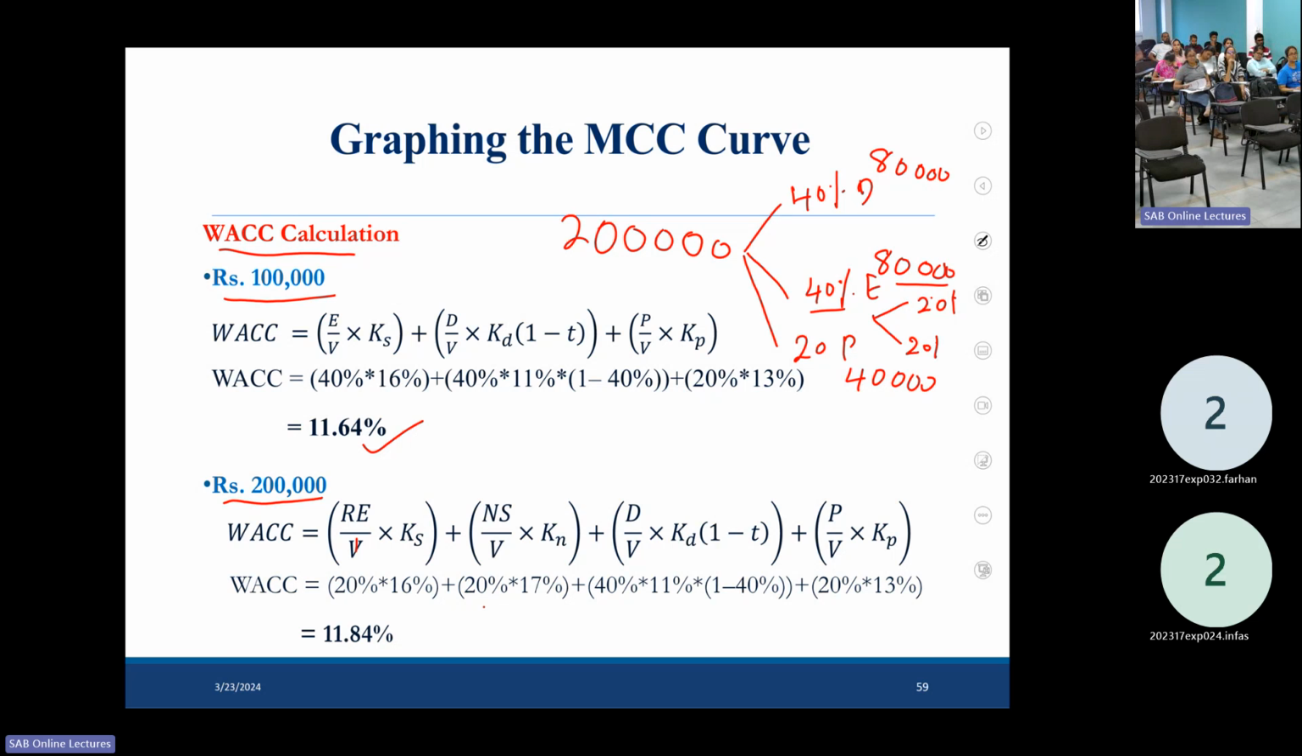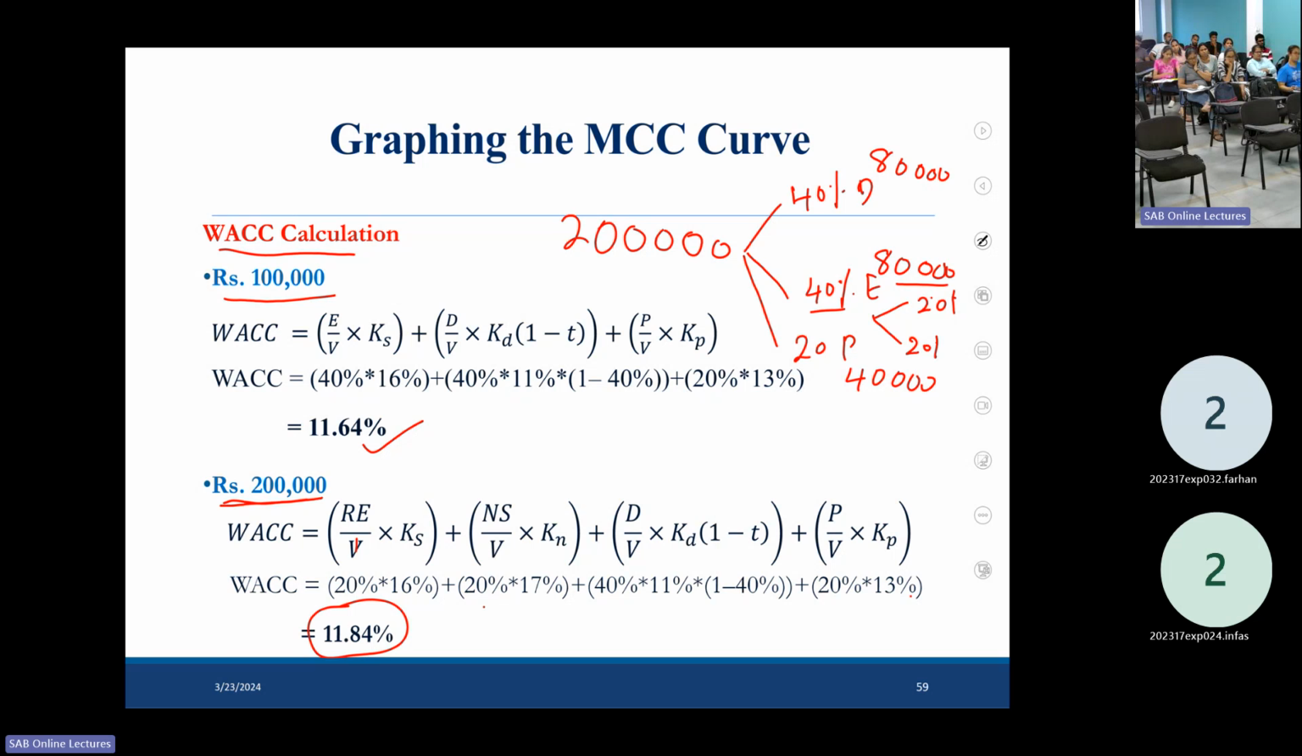Plus the others are not changing. Weight on the debt capital 40%, times after-tax cost of debt. Weight on the preference shares 20%, times cost of preference shares. So this is your new weighted average cost of capital for the 200,000 total capital requirement. This is the weighted average cost of capital, not the MCC.